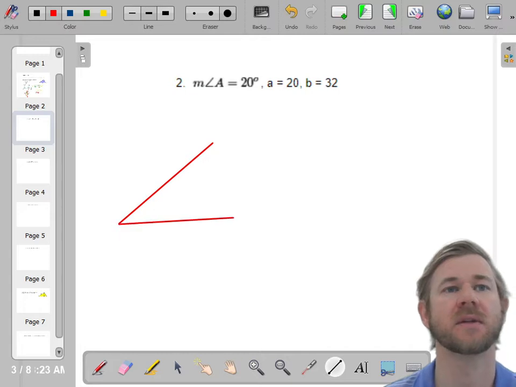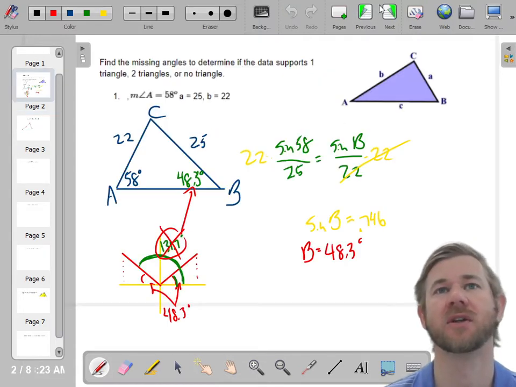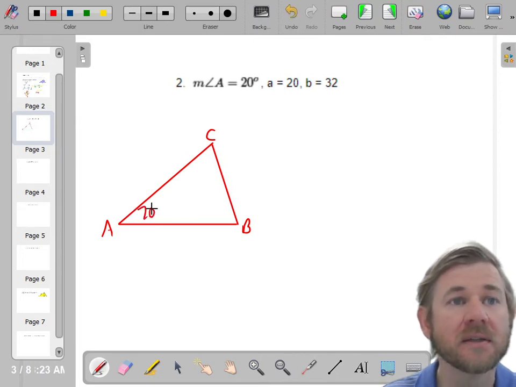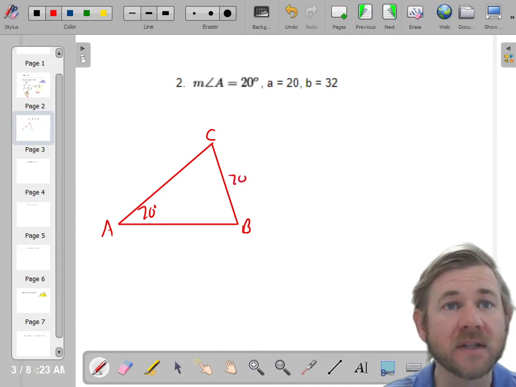Angle A is 20, so we'll draw it like this. A, B, this is C. Just like we did the other ones, we're always going to try and draw them the same way. A is 20 degrees, and what else? Little a is 20 units, and little b is 32 units.